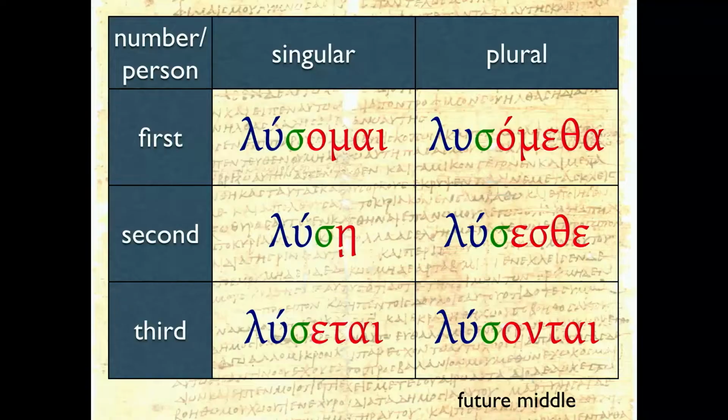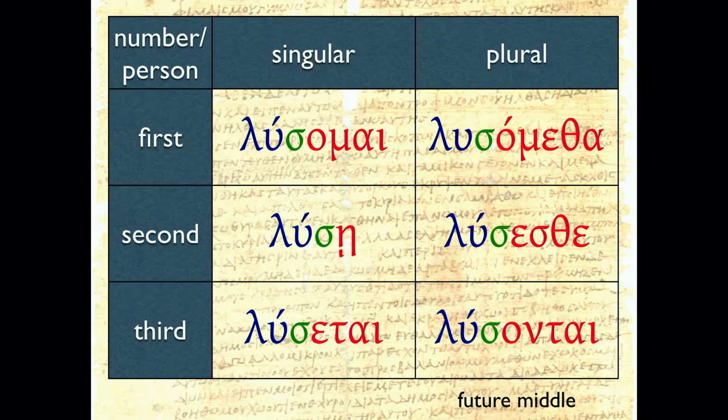To these, we can then also add the future middles. Now remember, with the present and the imperfect, the middle and the passive forms were exactly the same. Future is a little bit different. There is a future middle form, and later on we're also going to learn a future passive form.